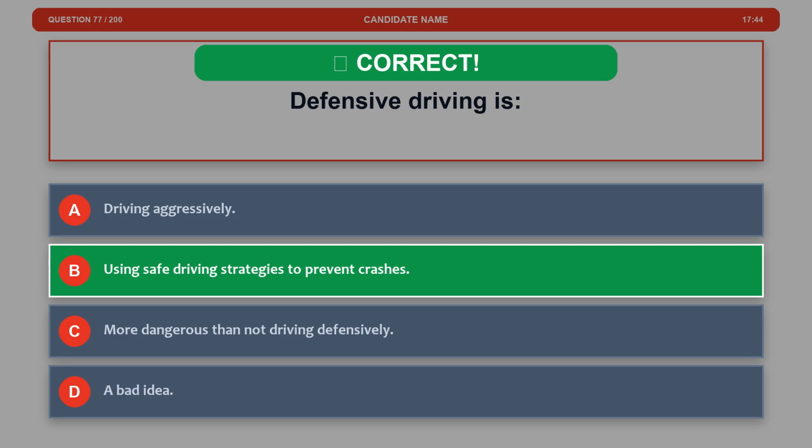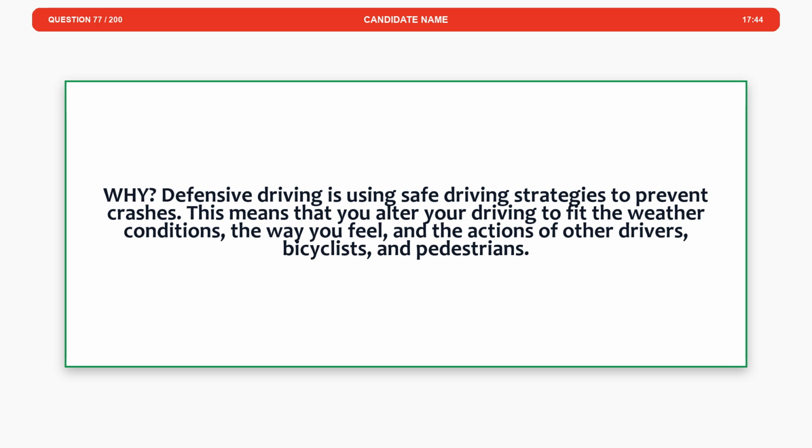The correct answer is option B, using safe driving strategies to prevent crashes. Explanation: defensive driving is using safe driving strategies to prevent crashes. This means that you alter your driving to fit the weather conditions, the way you feel, and the actions of other drivers, bicyclists, and pedestrians.